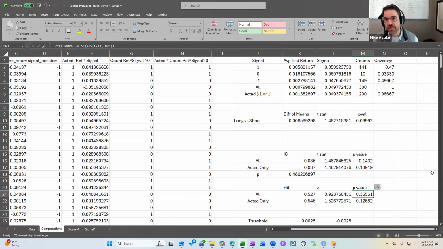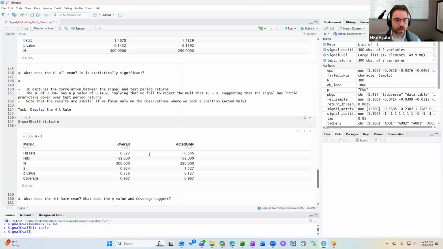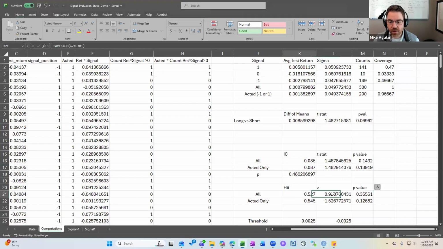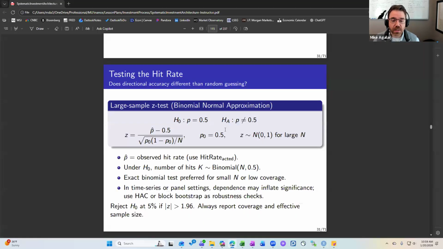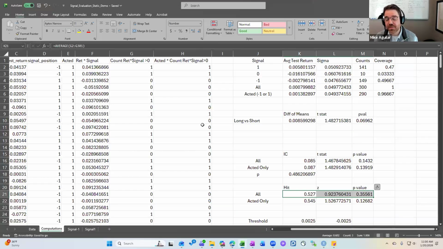0.35. Let's see if that matches R. 0.35. The z-stat of 0.92 and the hit rate of 0.527. Looks like it works. Okay, so is that a good thing or a bad thing? Let's go back to over here. I am with a large p-value, which means that I fail to reject or I accept the null. So it's going in basically a random direction. This isn't really giving me much of a great signal.